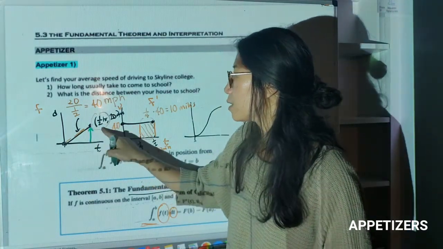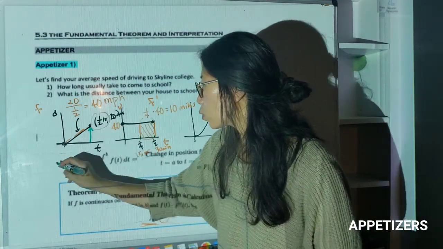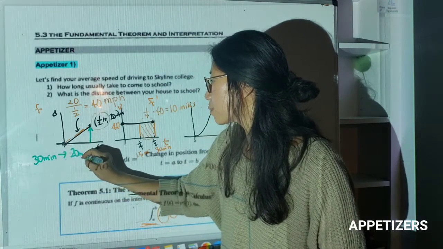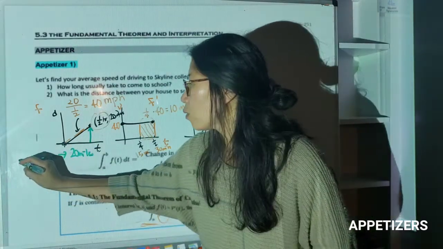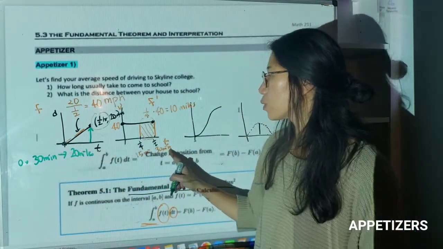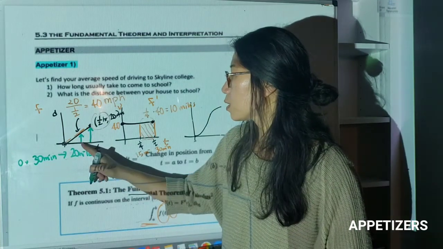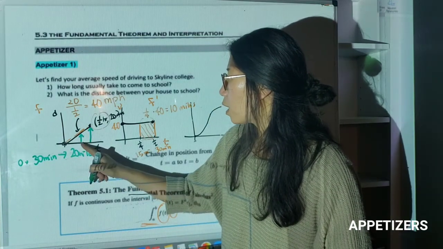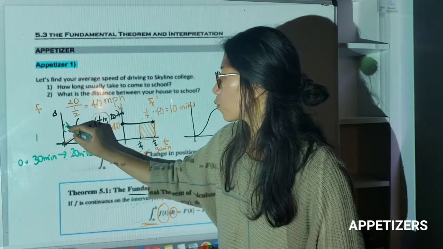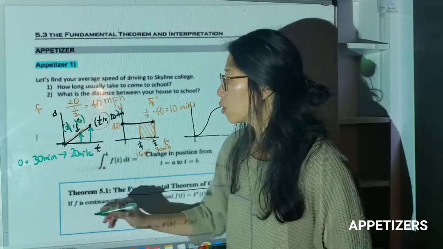Total 30 minutes later, I traveled 20 miles. So 30 minutes, travel 20 miles. But they want to see not from 0 to 30 minutes. They want to see 15 minutes to 30 minutes. So if I plug in 15 minutes, which is 1 over 4, that will be half of this number, right? So here it's going to be 1 over 4 and then 10, because I divided by 2.